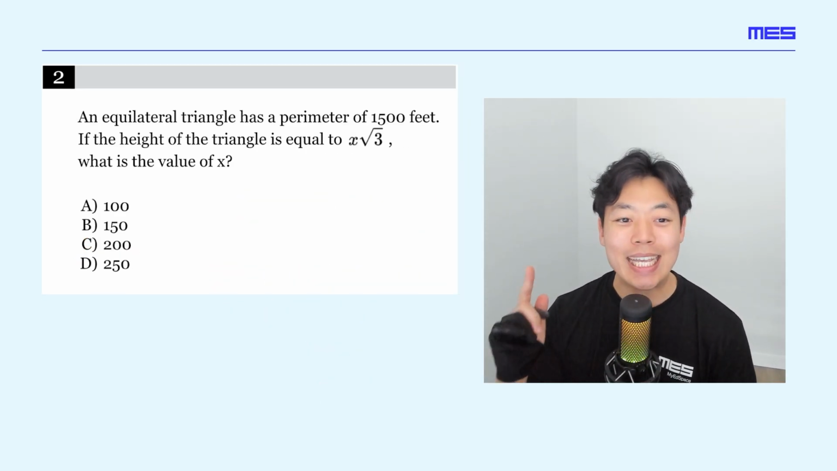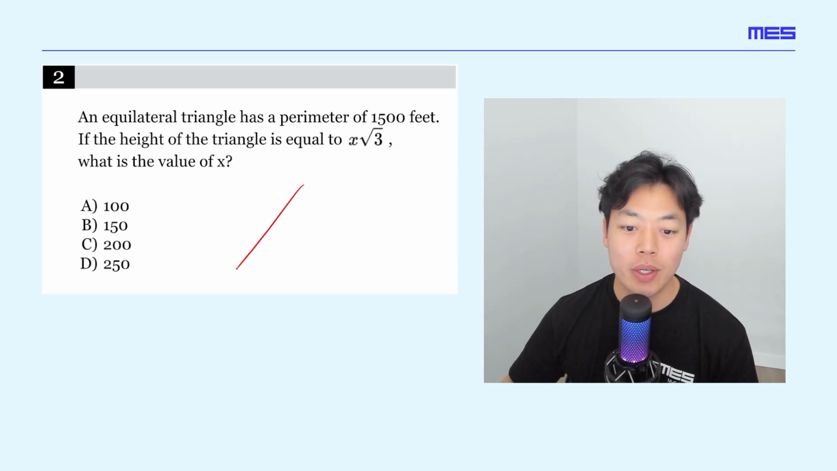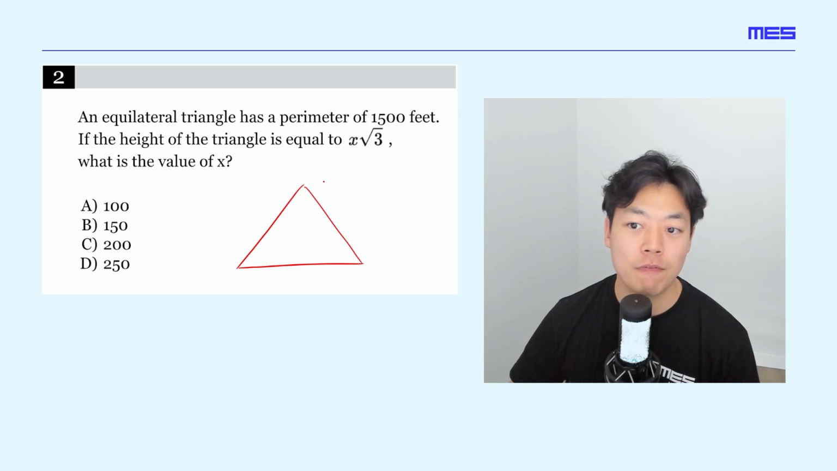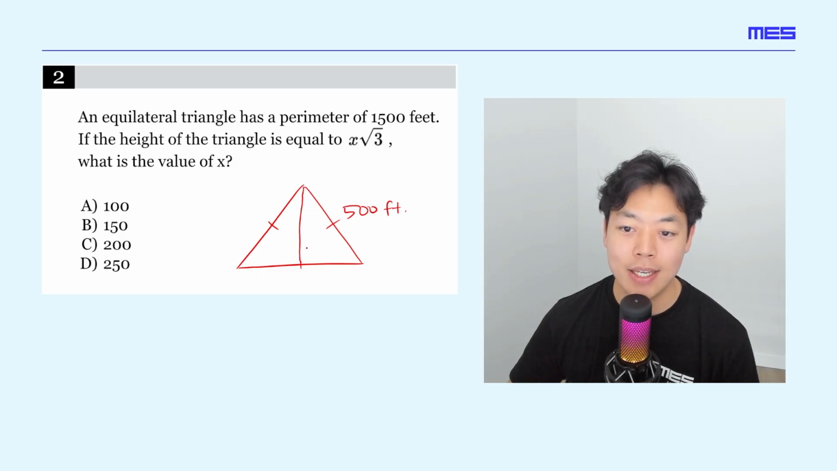Number 2, an equilateral triangle has a perimeter of 1,500 feet. So equilateral triangle has a perimeter of 1,500 feet. Now, what is an equilateral triangle? It's a triangle with congruent sides and congruent angles. In this case, we only care about the congruent sides. If the height of the triangle, if this height right here is equal to x radical 3, what is the value of x?